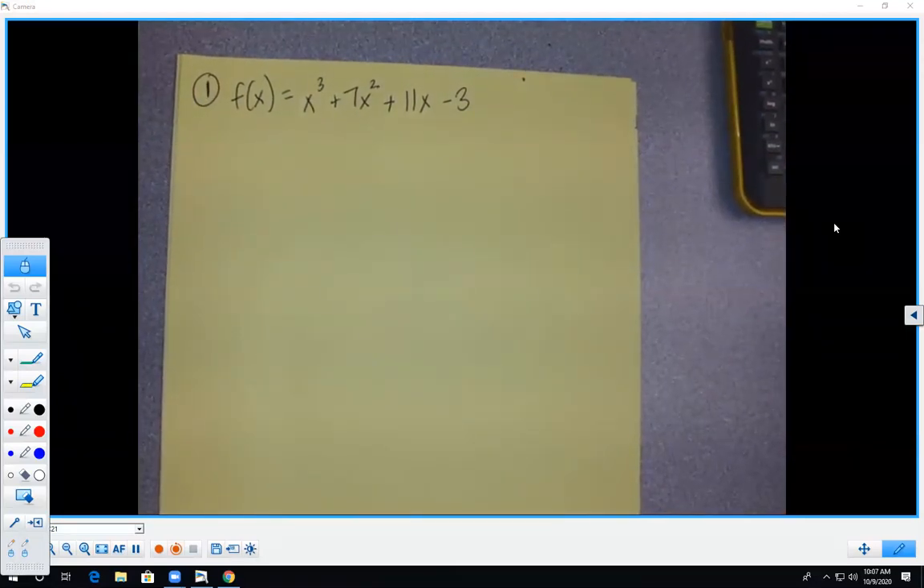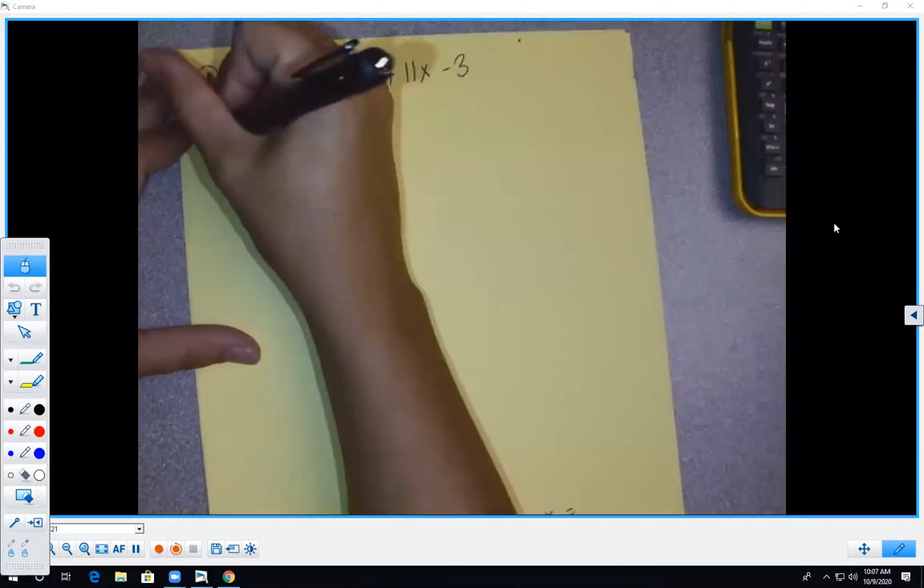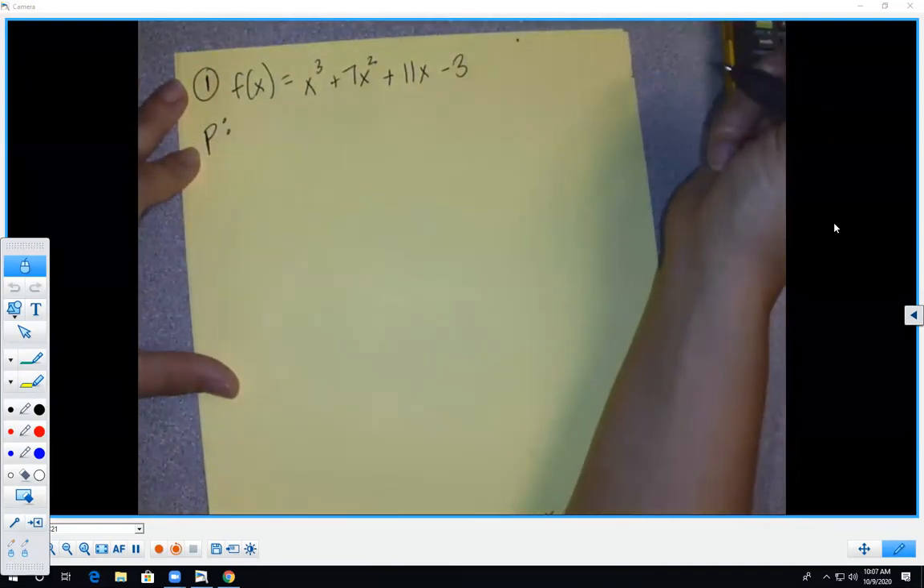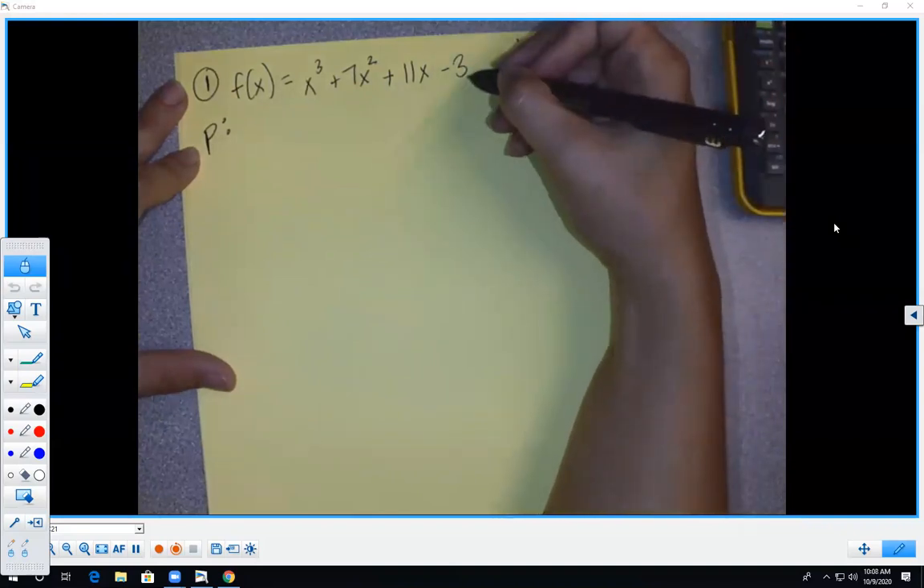Okay, so let's find our possible rational roots here to narrow our list from infinity down to a smaller set of numbers, and then we are going to use our handy dandy calculator to help us pick the right one so that we aren't wasting our time on it. Okay, so P's and Q's, what's my P value here? I'm looking for the factors of negative 3.